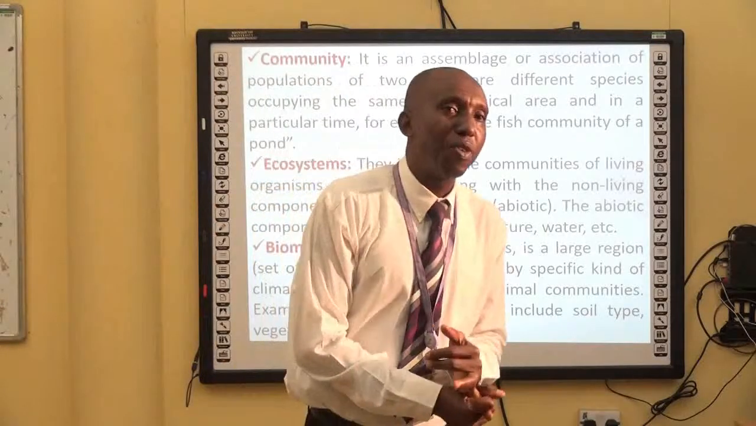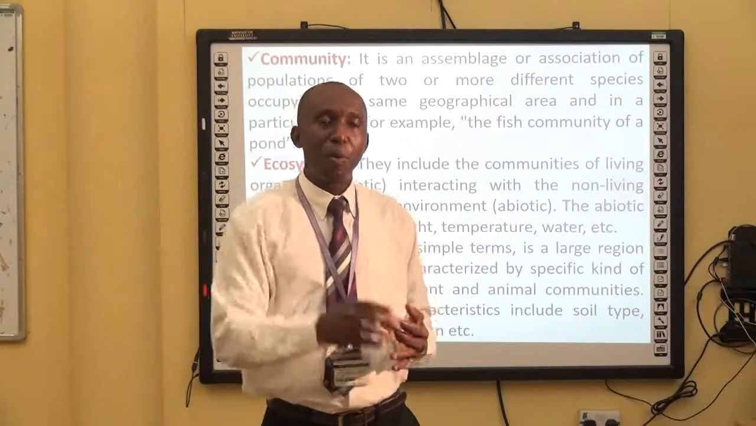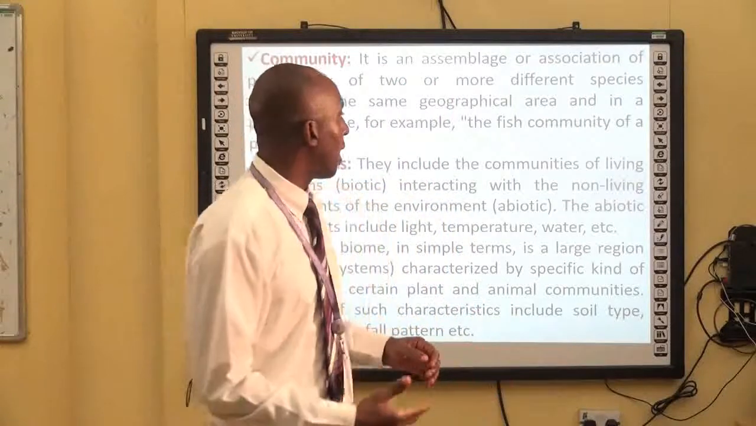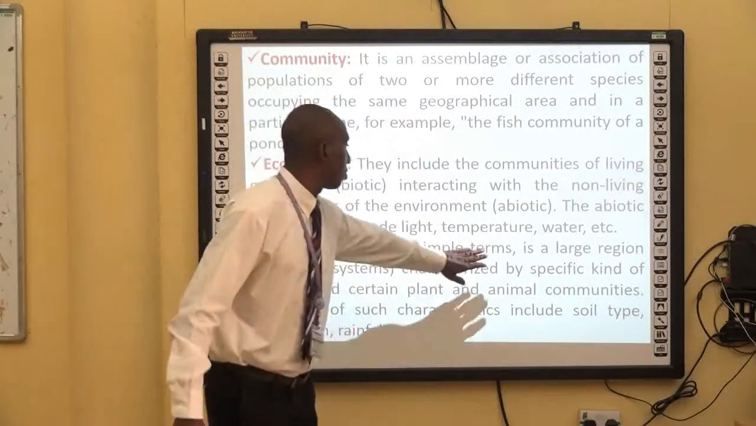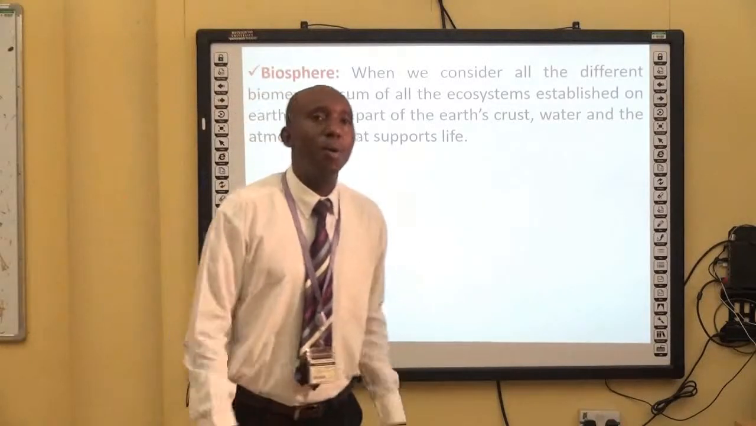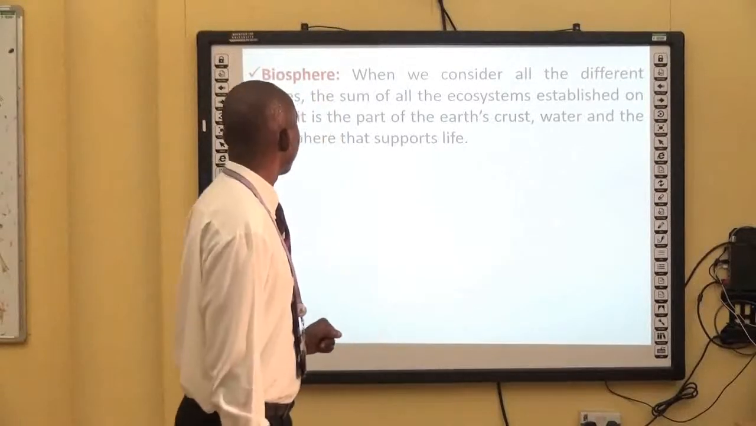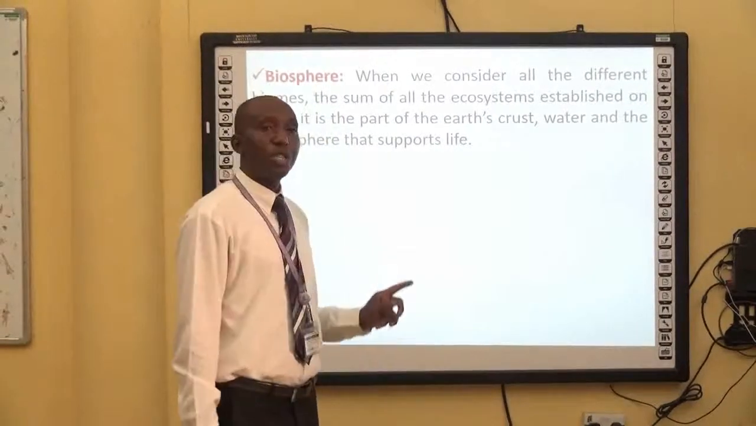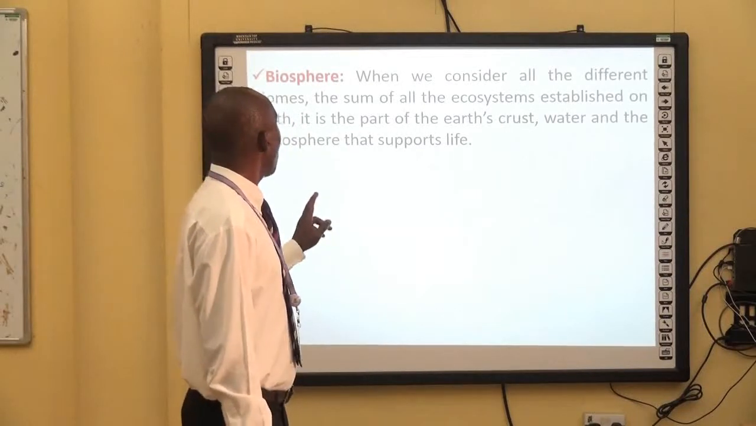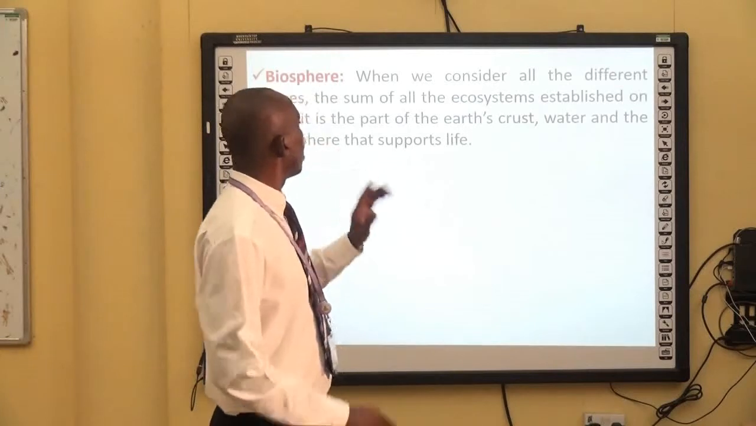In a biome, we find the same kind of temperature, the rainfall pattern is the same, and the plants and animal species we have there are somewhat similar. Then the largest of them all is the biosphere. When we consider all the different biomes, the sum of all the ecosystems established on Earth is what we call the biosphere.